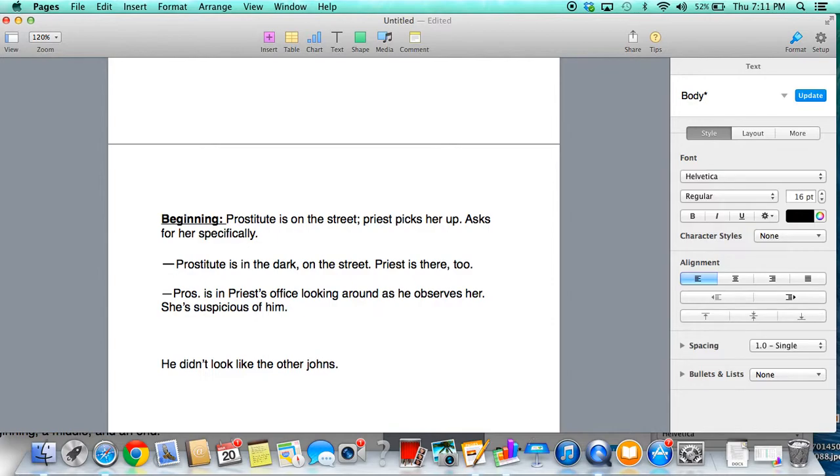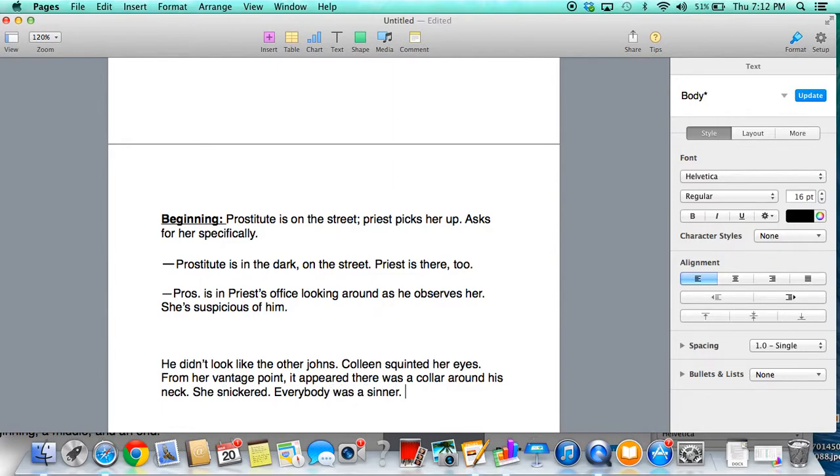He didn't look like the other Johns. And I'm just making up a name. Colleen squinted her eyes. Again, I know this is going to suck, but the point is to get it on paper, and then once it's down, I can correct it later. Let's write from her vantage point. It appeared there was a collar around his neck. She grinned. I don't want to say she grinned. She snickered. Everybody was a sinner.